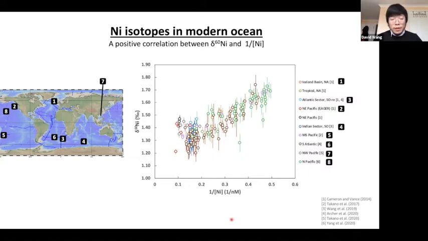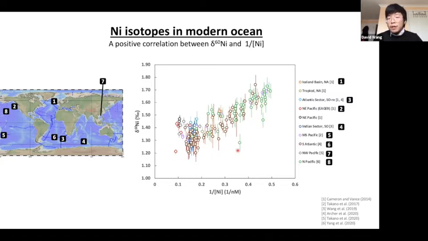When the phytoplankton prefer to take the lighter nickel isotopes, it goes to the right of the x-axis, and when it takes the lighter isotope, you leave the residual seawater in an isotopically heavy direction. So when the nickel concentration goes lower, the residual seawater goes heavier.